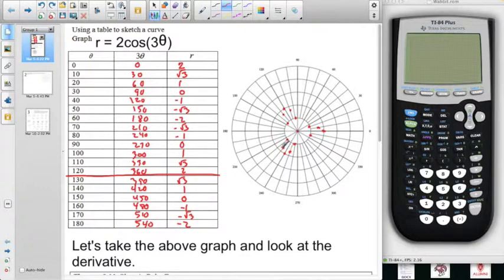And 170 and negative square root of 3. So 170 and negative square root of 3 is right here, about -1.7. And 180, -2, so 180, -2. And so you notice with that last point we made it back to where we started again.